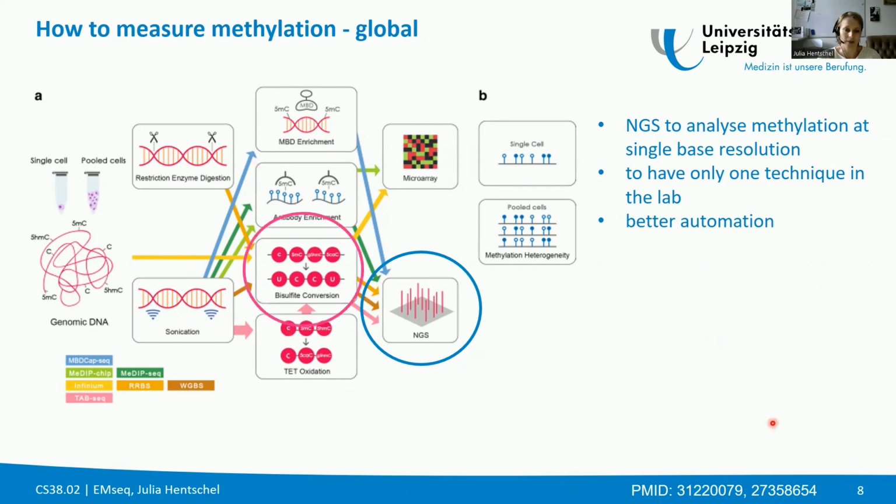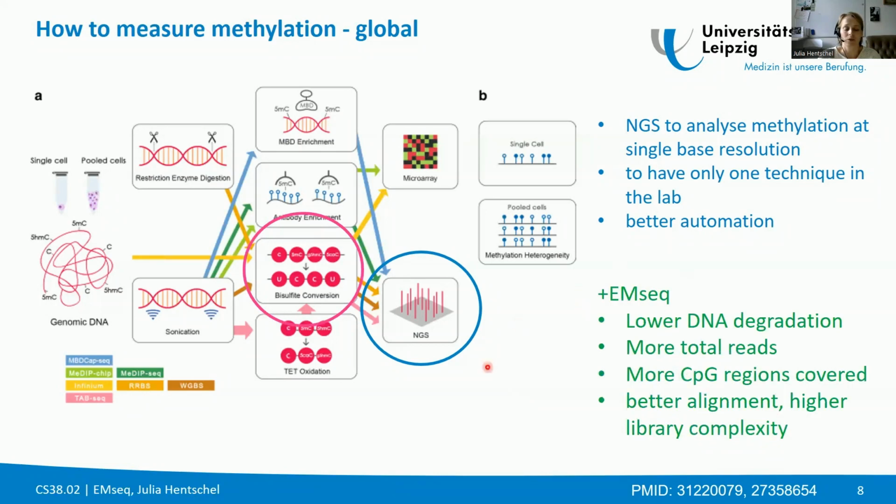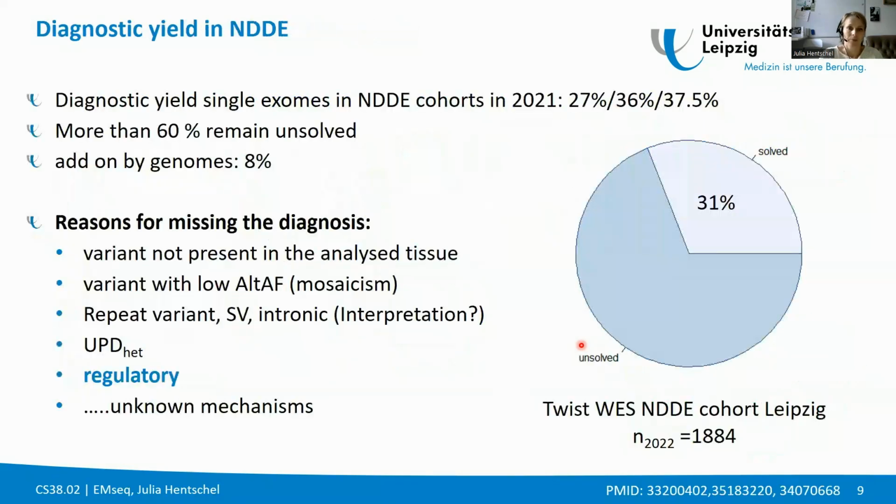In the majority of studies you find in the literature, the conversion is done by bisulfite, but we decided to use the enzymatic conversion by Twist, because there are many papers already out that show that an enzymatic conversion leads to a much lower DNA degradation, and so you can get more total reads and more CpG regions covered, and you have better alignment and a higher library complexity.